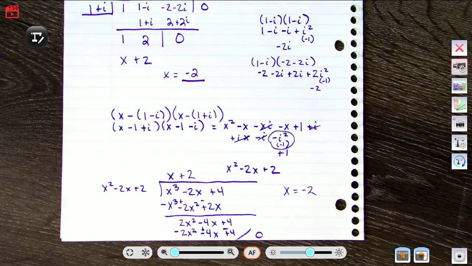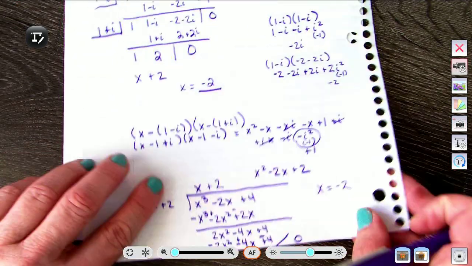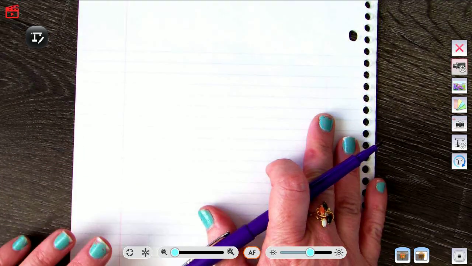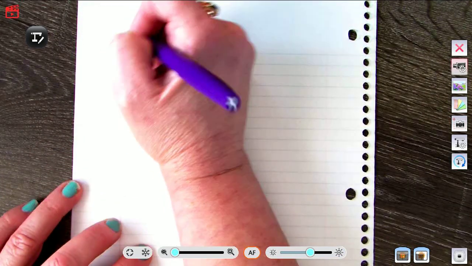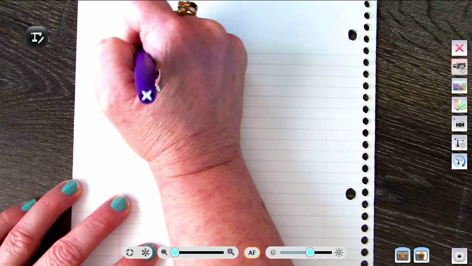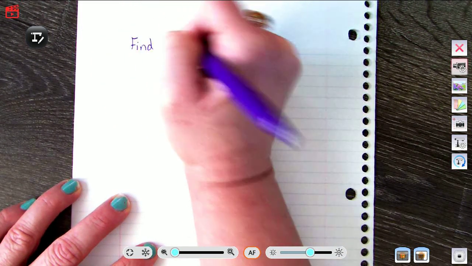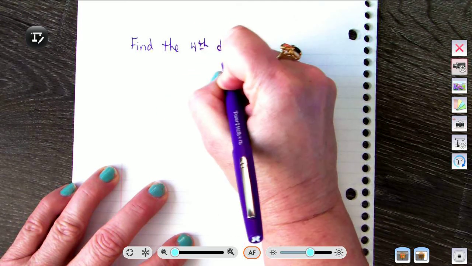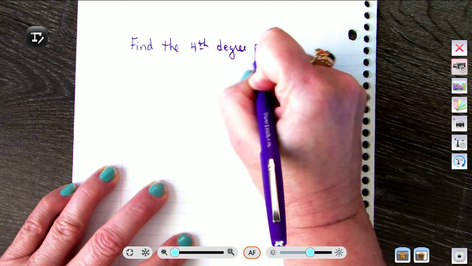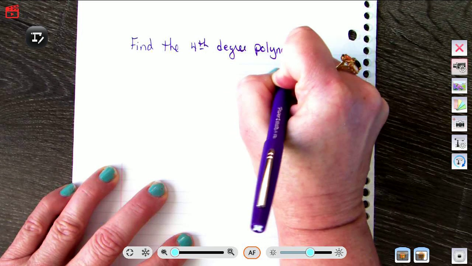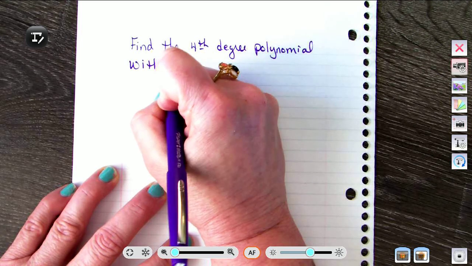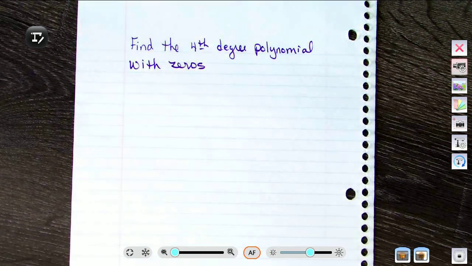Okay, one more little problem that I want to just kind of remind you. I'm not going to actually go all the way to the end with it because I'm sure you guys are fine. A lot of times they will say find the, and they'll tell you a certain degree. So I'm going to say the 4th degree polynomial. And then they're going to list some of your zeros, or all of them. And you might have seen some of these in 3.4.